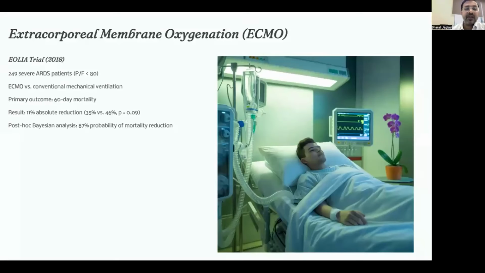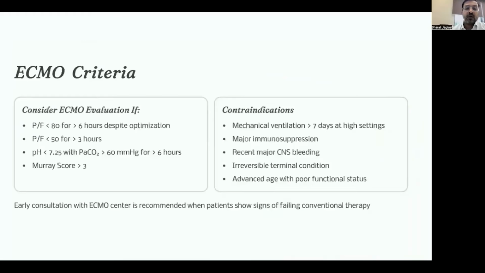This recommendation comes from the EOLIA trial, where 249 severe ARDS patients with a PF ratio less than 80 were studied versus conventional ventilation, and there was an 11% absolute reduction in mortality. So consider ECMO when the PF ratio is less than 80 for more than 6 hours despite optimization of therapy, or the PF ratio is less than 50 for more than 3 hours. Also consider it with respiratory acidosis, pH less than 7.25 with PCO2 more than 60 for more than 6 hours, or a Murray score of more than 2.5 or 3.